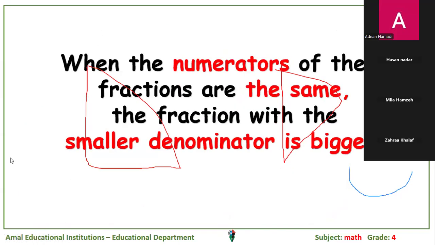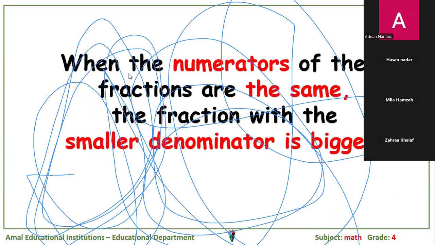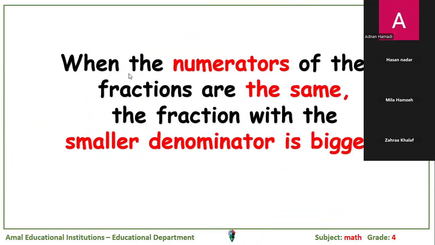Now, when the numerators of the two fractions are the same, the fraction with the smaller denominator is bigger. So we should choose the fraction having the smaller denominator, and it will be the bigger.